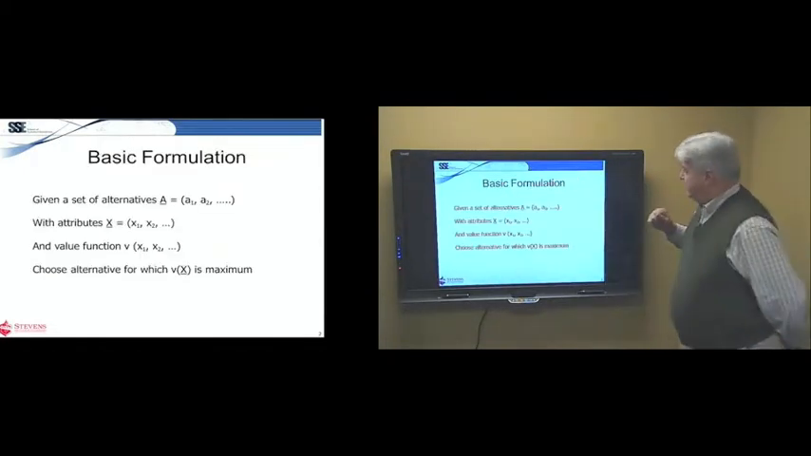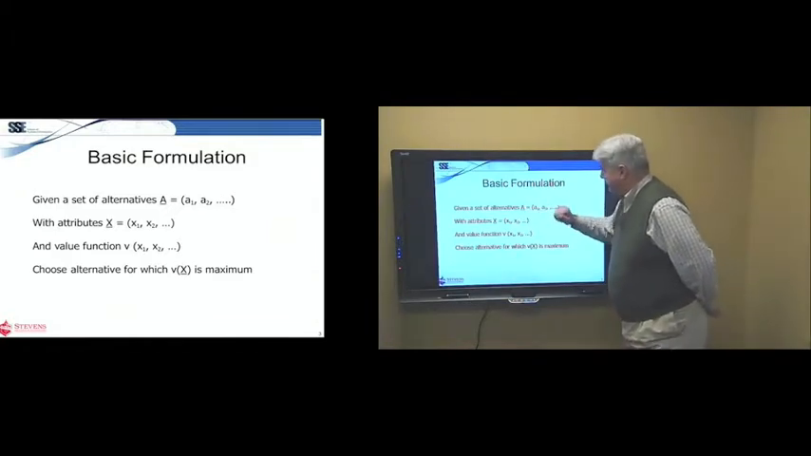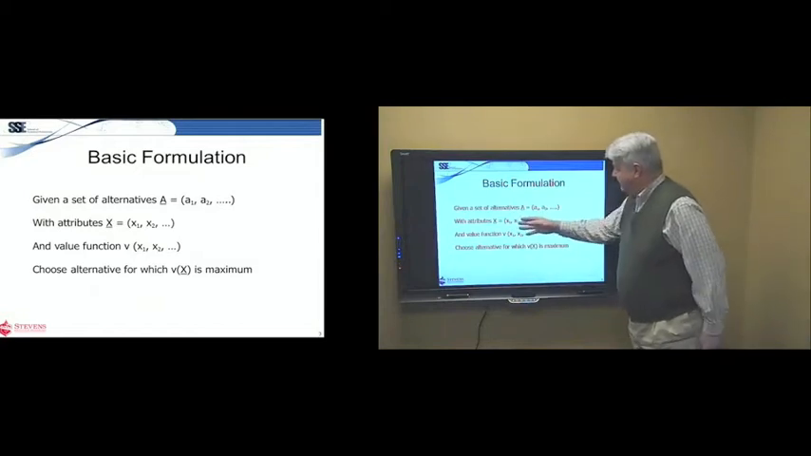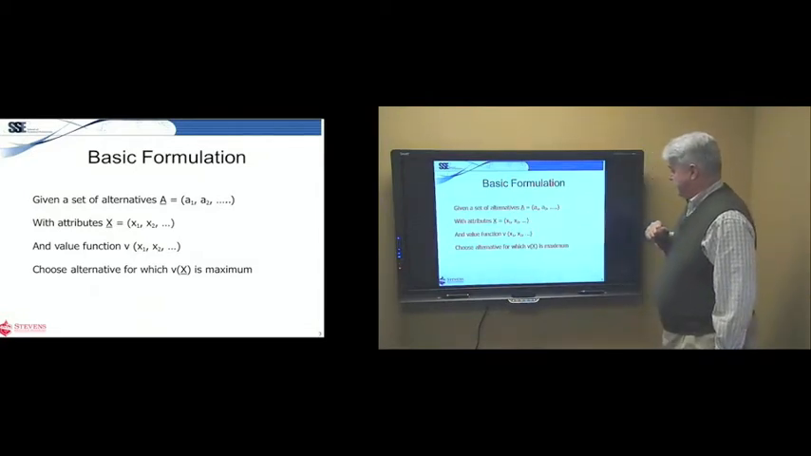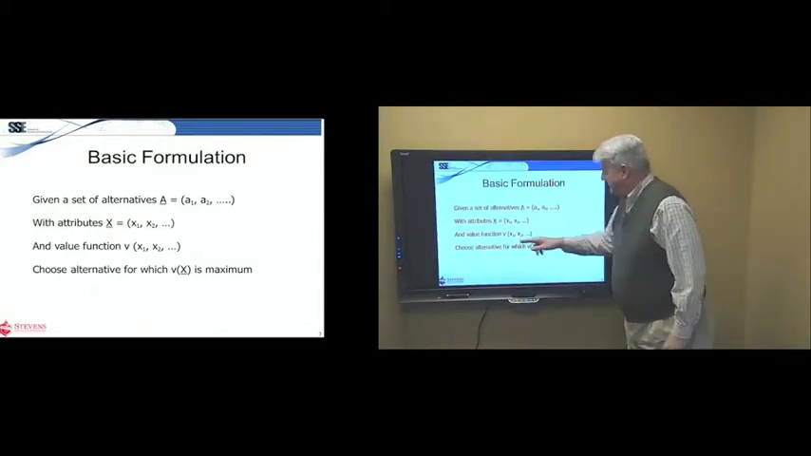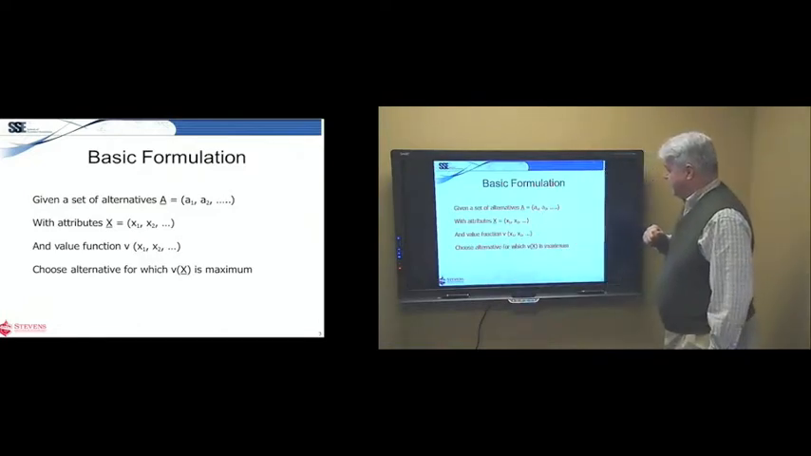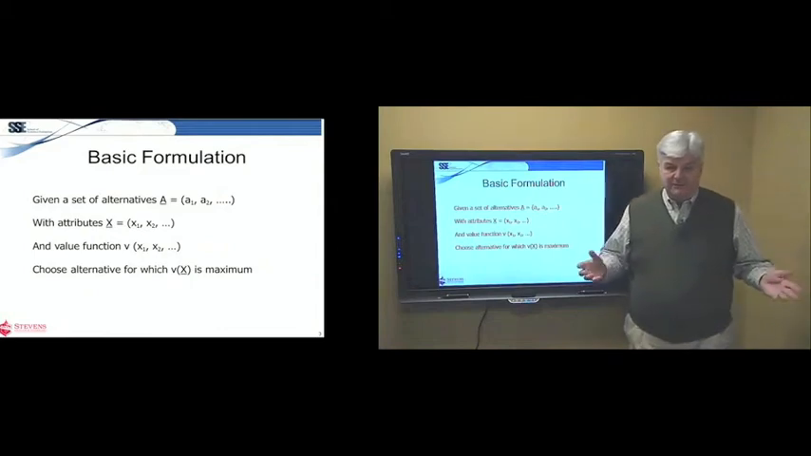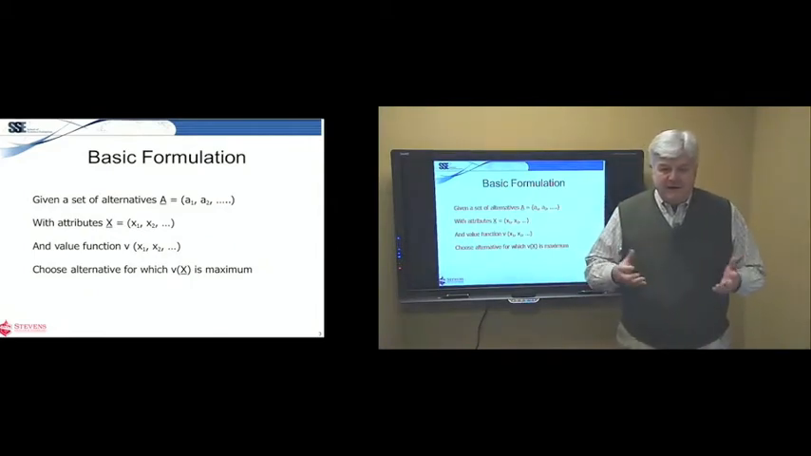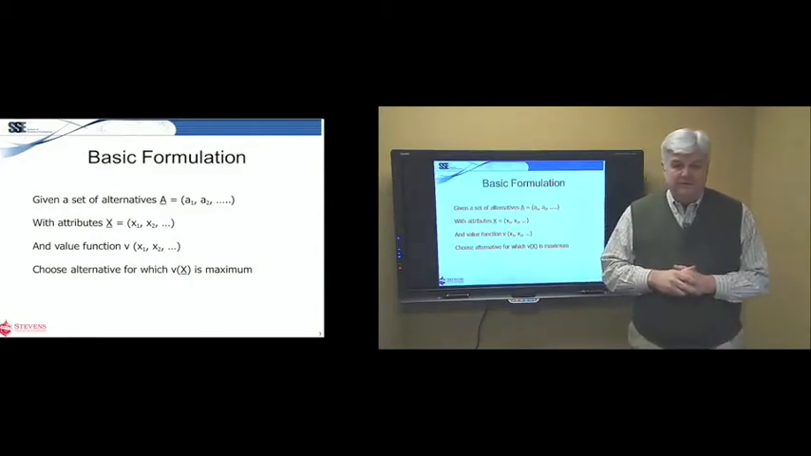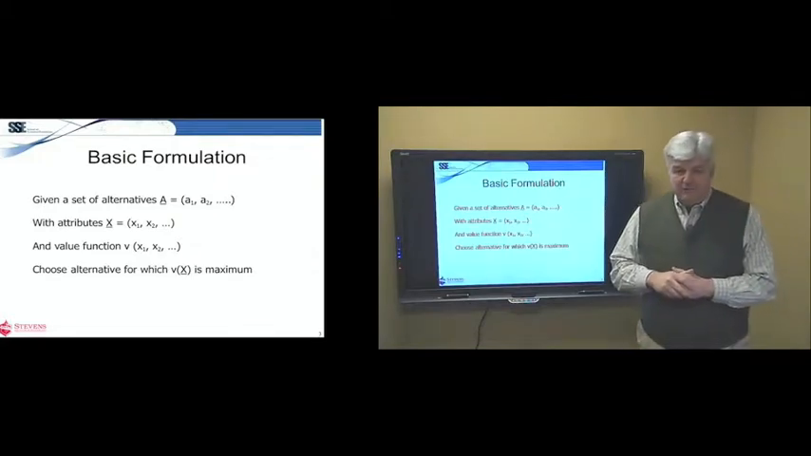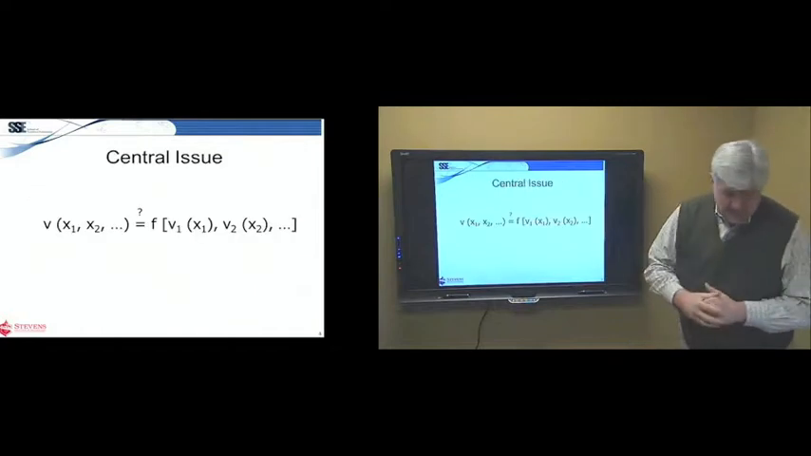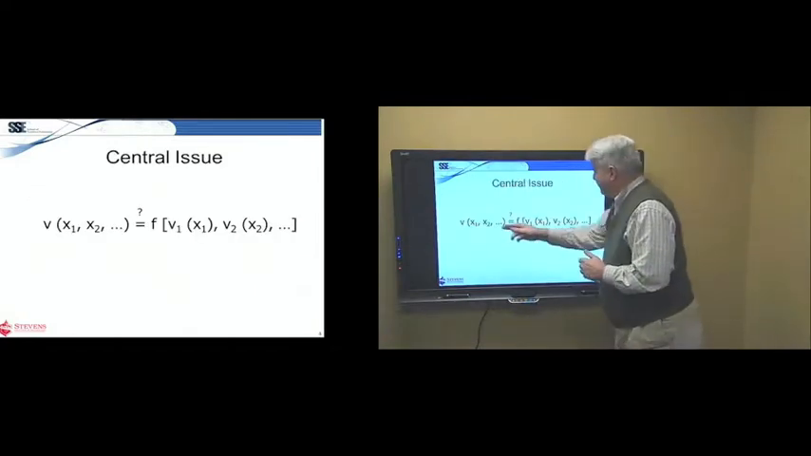So the basic formulation is we start off with a set of alternatives, A1 to AN, if you will, with attributes x1 to xm. And we want to form some value function of those attributes and choose the alternative for which the value is maximum. So our question is, how do we actually formulate that function such that it makes sense and serves the purpose that we intend for it? So the central issue is, what is that value function?